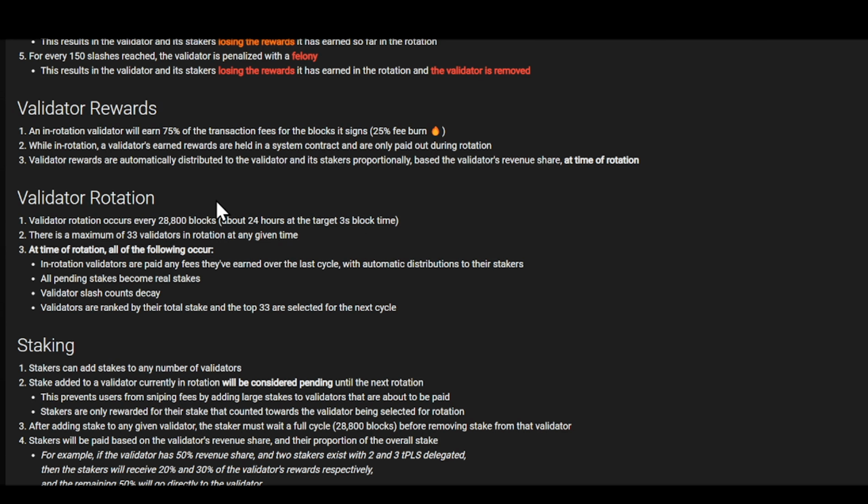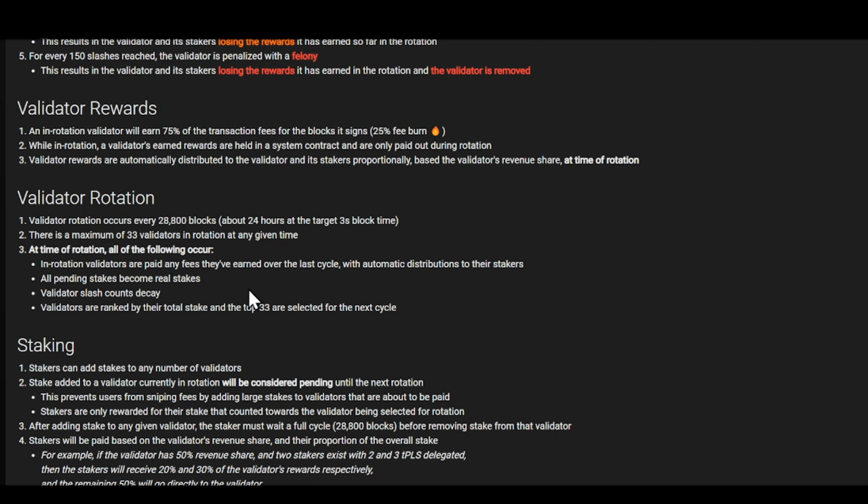And obviously we got validator rotation. Validator rotation occurs every 28,000 blocks. So technically 29,000 blocks. About 24 hours at the target of 3 seconds per block. So we're talking about 3 blocks a second. There is a maximum of 33 validators in rotation at any given time.